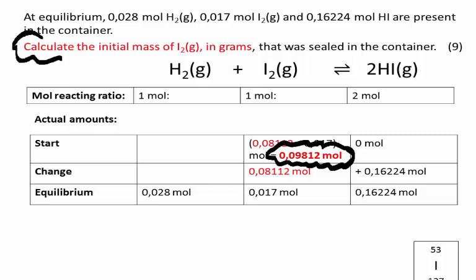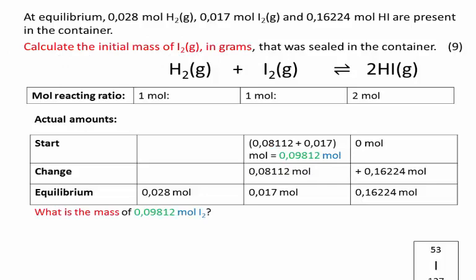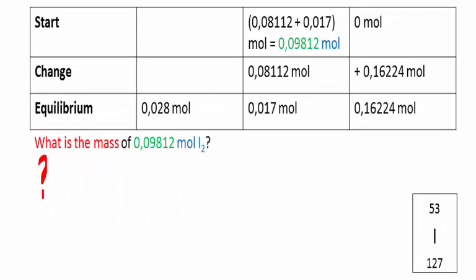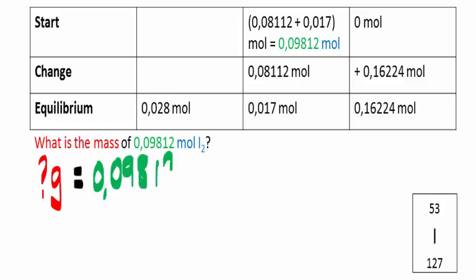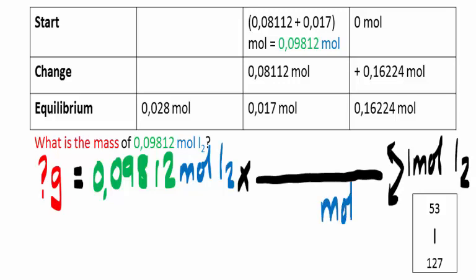The question said calculate the initial mass in grams. So we make ourselves yet another sub-question. What is the mass of so many moles of iodine? What is the mass can also be written as how many grams is the mass of 0,09812 moles of iodine. We multiply it by a conversion factor where both top and bottom must refer to the same thing. And in this case, it must both refer to 1 mole of iodine, I2. And at the bottom, we actually have a mole of iodine. And at the top, we need the mass of that.